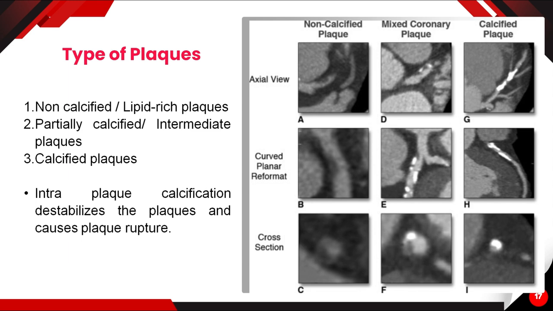Move on to types of plaques. In CT coronary angiography, we will see three types of plaques. These are non-calcified plaques, mixed coronary plaques, which are partially calcified plaques, and calcified plaques. We can see this is the plaque with no calcification, this is the plaque with partial calcification, this is a completely calcified plaque, and the intra-plaque calcification destabilizes the plaque and causes plaque rupture.